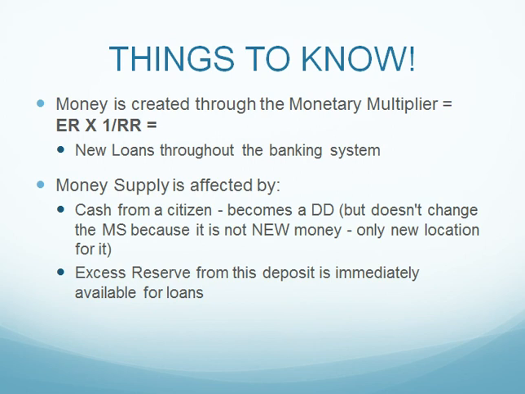So money is created through the monetary multiplier. I cannot tell you that enough. New loans throughout the banking system. New loans is one of the primary ways in which money is created.